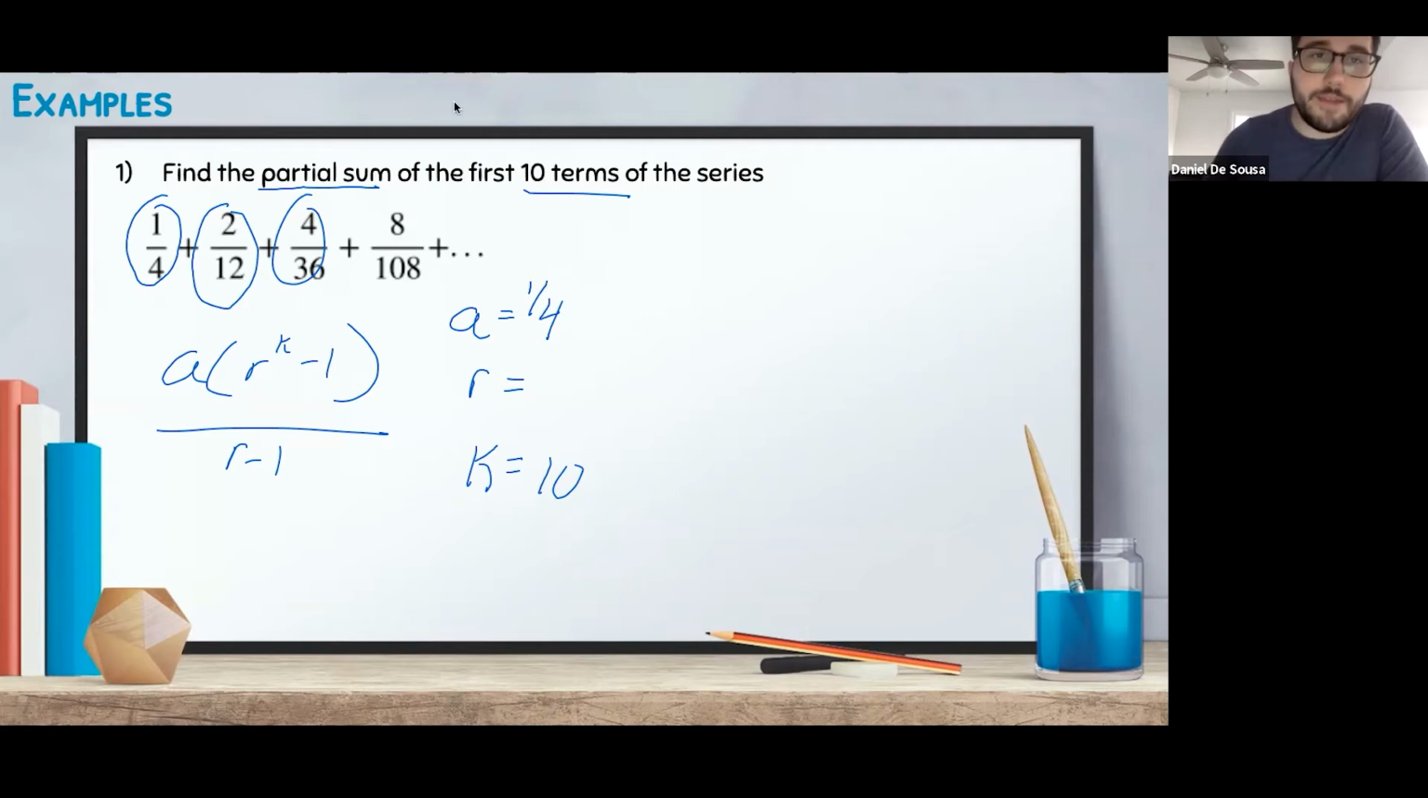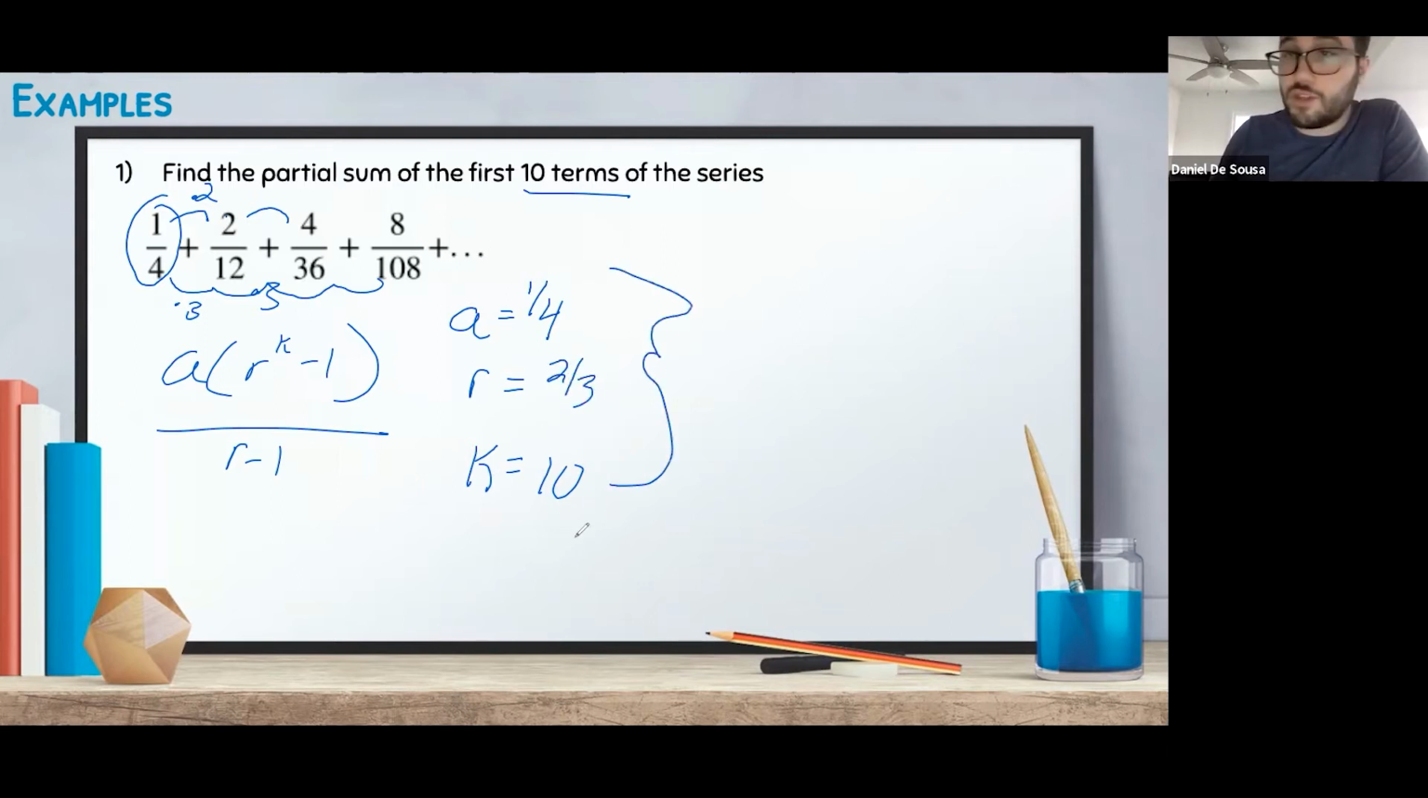For me, what I like to do, especially if you have fractions, which is one of the reasons why I love fractions so much, is I figure out on the top how do I get to my next term. So 1 times 2 is 2. 2 times 2 is 4. 4 times 2 is 8. So the top is being multiplied by 2 each time. To get to the next one on the bottom, 4 times 3 is 12. 12 times 3 is 36. And 36 times 3 is 108. So my common ratio is 2/3.